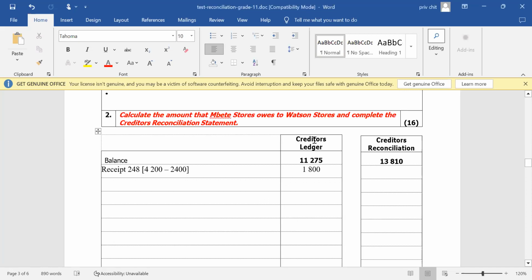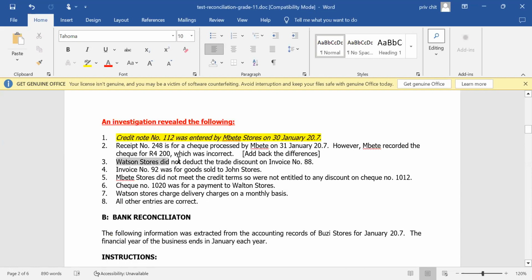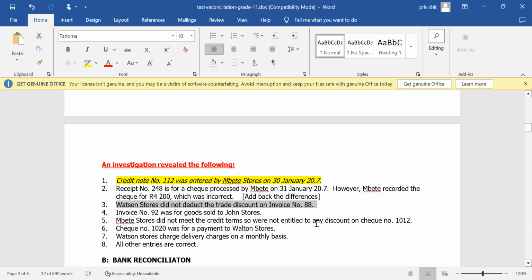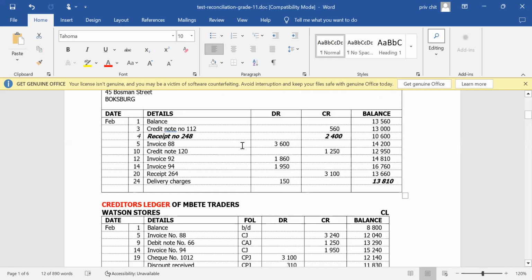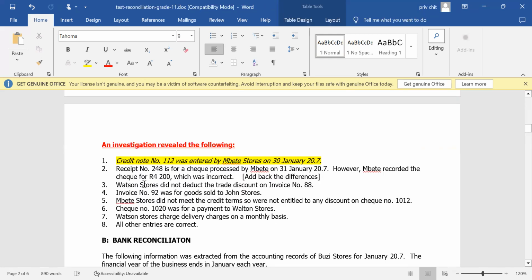All right. Now let's continue to the other parts of it. So what else do we have? Watson stores did not deduct the trade discount number 88. Is this going to affect column 1 or column 2 in your creditors record? It has to affect column 2. They did not deduct. So what are they supposed to do when we go to the creditors record? They're supposed to deduct. But let's check that discount. How much is it? They did not deduct the trade.